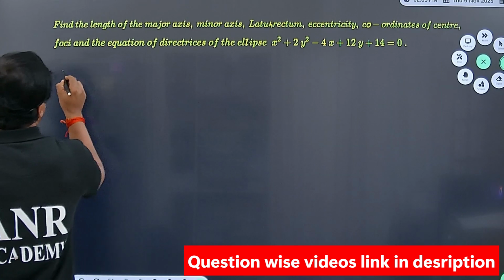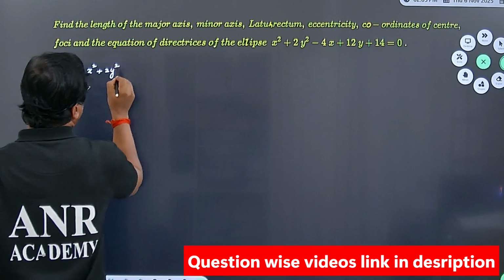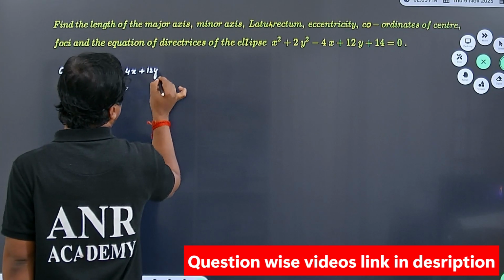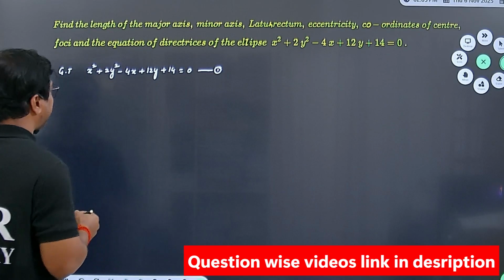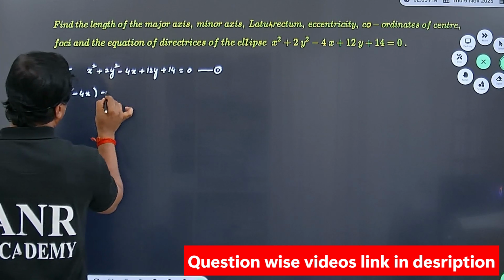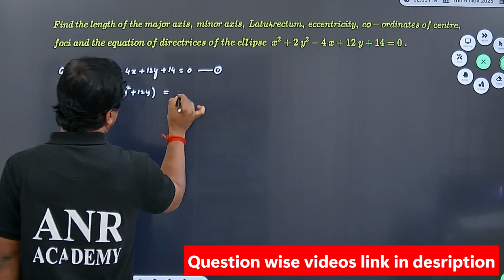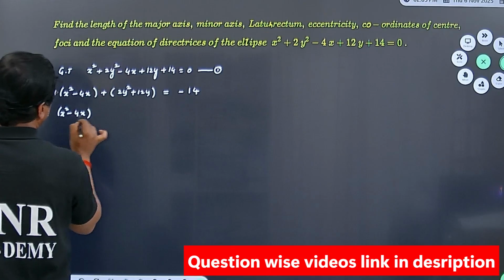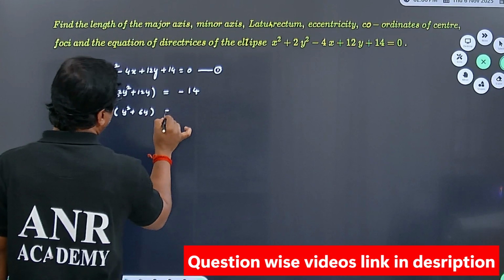I am going to write the given equation: x square plus 2y square minus 4x plus 12y plus 14 equal to 0. This is the given equation. Keep x terms in one bracket, x square minus 4x. Next, keep y square terms in another bracket, and the constant I am going to write outside. In the next step, x square minus 4x, and in the y terms take 2 common, we get y square plus 6y. This is minus 14.